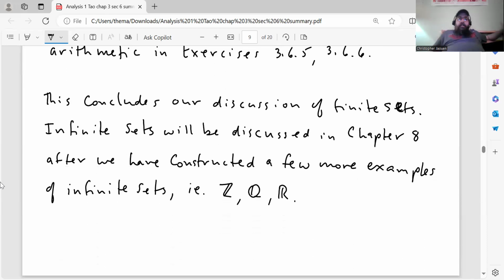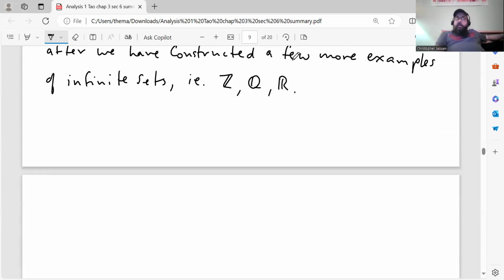Okay, and then finally, this concludes our discussion of finite sets. However, Tao does discuss infinite sets in chapter 8. So once we have some more examples of infinite sets under our belt, like, for example, we're going to construct the set of integers and the set of rationals in chapter 4, and we're going to construct the real numbers in chapter 5. So once we have more examples of infinite sets, then in chapter 8, we'll talk more about infinite sets there. So later on down the line. Okay, and that's the end of my summary for section 3.6.